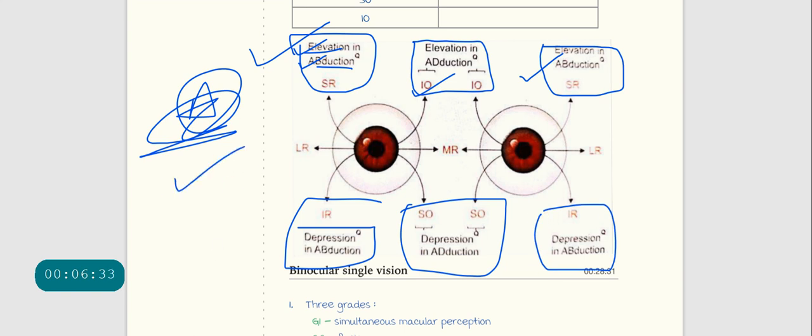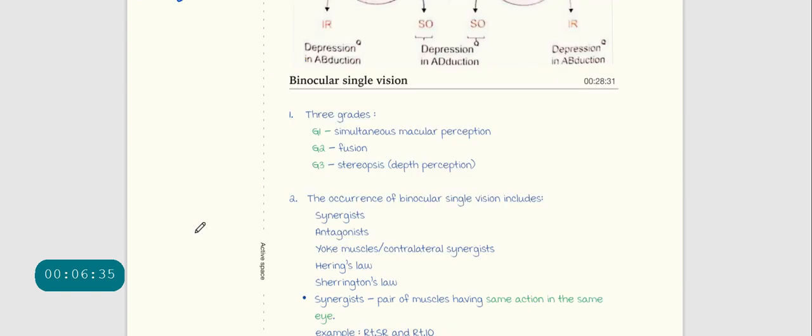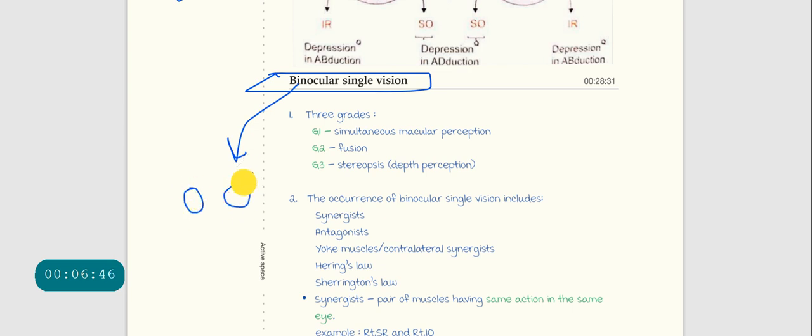Now, what is binocular single vision? Humans have binocular single vision because both the eyes move in the same direction at the same time. So if I have to see this object, then both the eyes at the same time would be moving towards this object.